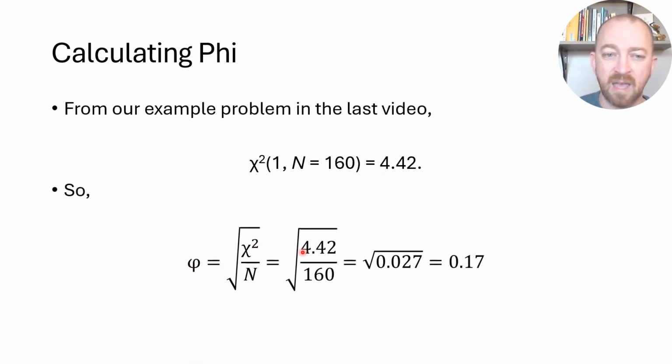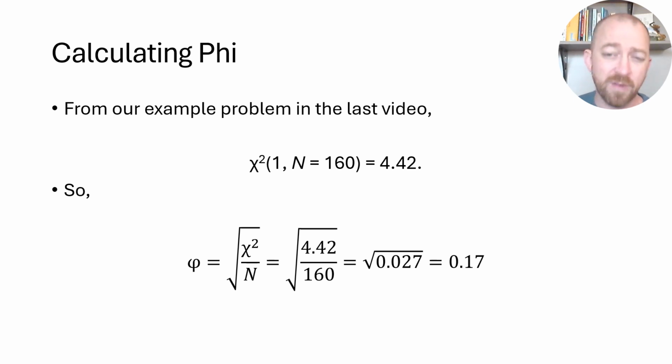Phi is that. We input our chi-squared value. Notice here, we're not squaring it again. Some people tend to do that. They go, oh, you're supposed to square that. But no, it was already squared. That's the chi-squared value. You simply put it in there, and as you see, we're going to take the square root, so it would be silly to square it again. Anyway, you take 4.42, divide by 160 to get 0.027. The square root of that is 0.17.